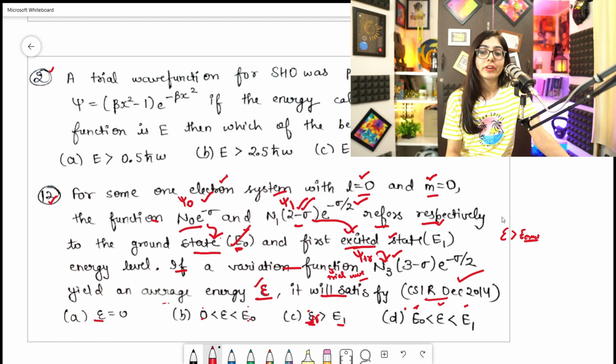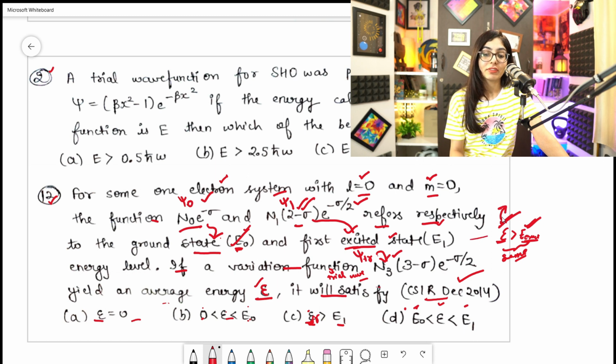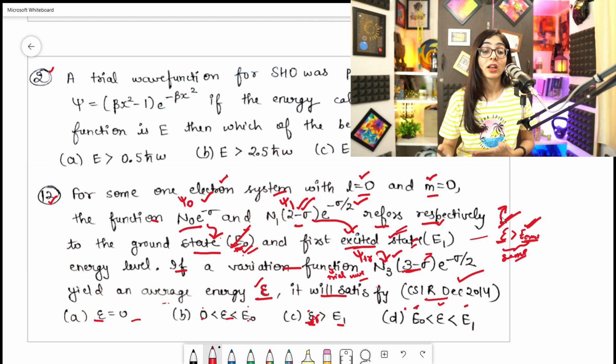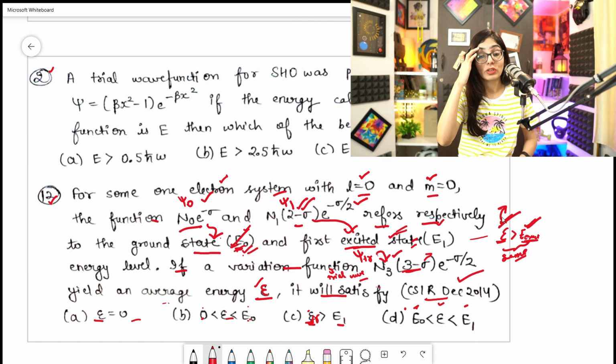So you need to find out first which state they are talking about, because I told you the first motto: if options are given like this, greater or less than, your first motto should be whether this E trial and E exact belong to the same state or not. So this E trial, the trial wave energy, which is denoted by E, should be of the same state, either the ground state or the first excited state. So you should know that this trial wave function belongs to which state. Either it will belong to the ground state or to the first excited state. So how will we solve that? How will we approach that question? How will we go for that?